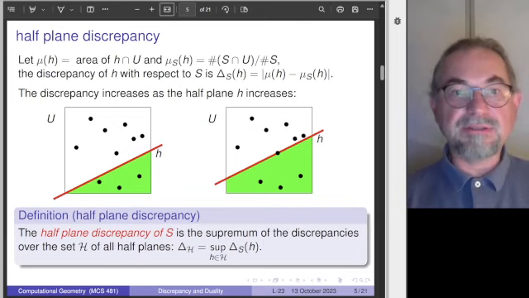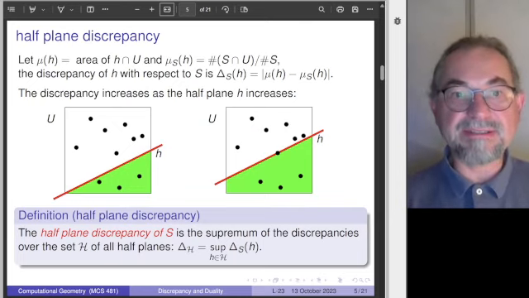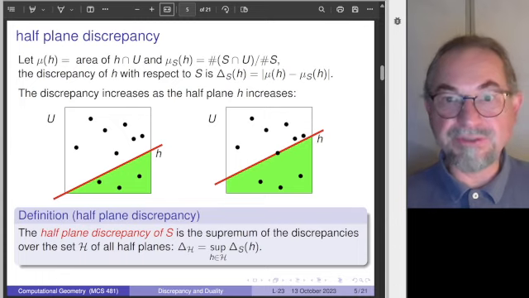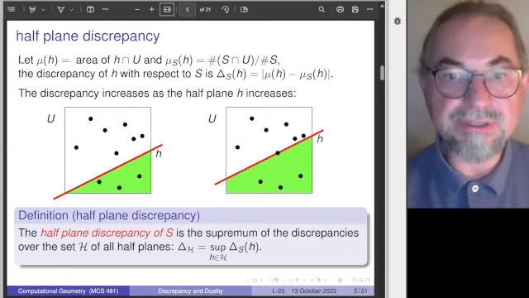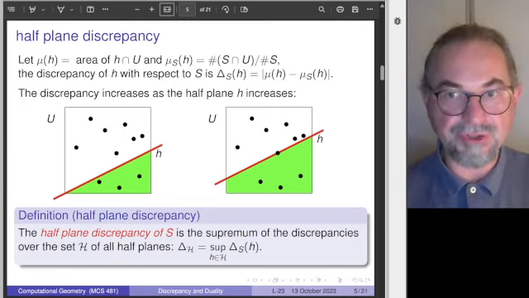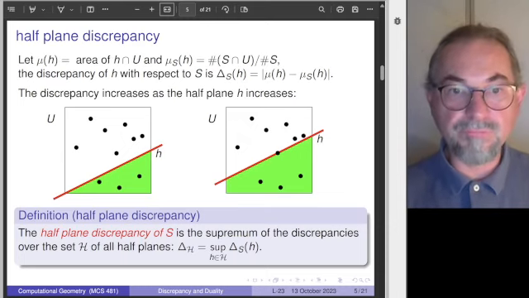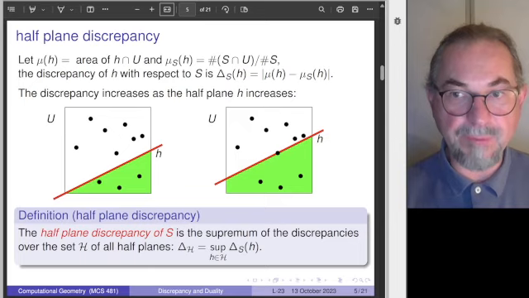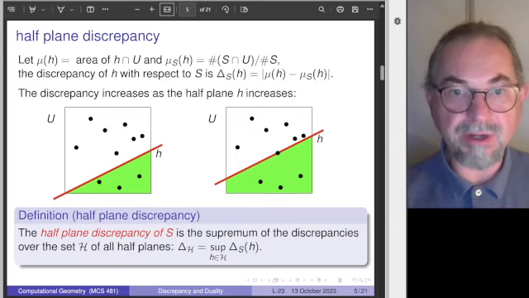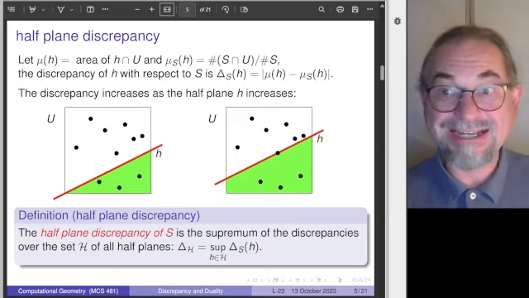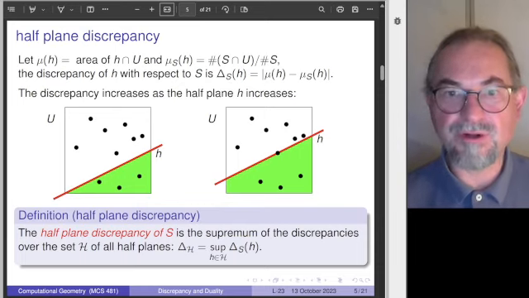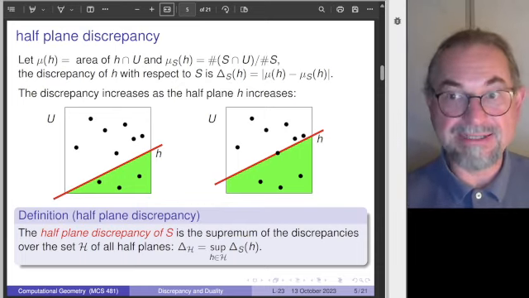Okay, so there is the half plane discrepancy, a new definition here. You can see that if you look at the pictures, again, look at the pictures first. If we move the half plane, if we move this red line up, we actually are increasing the value below. We're increasing the green shaded area.